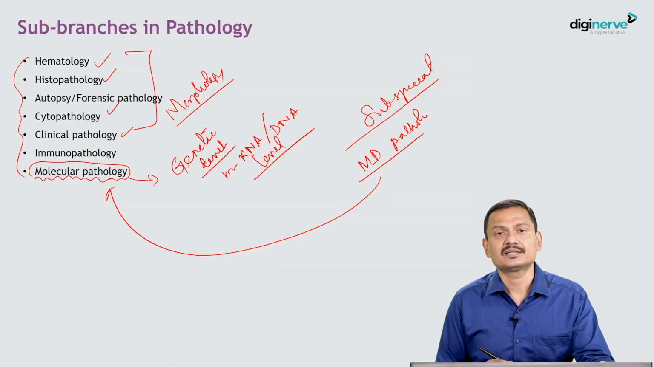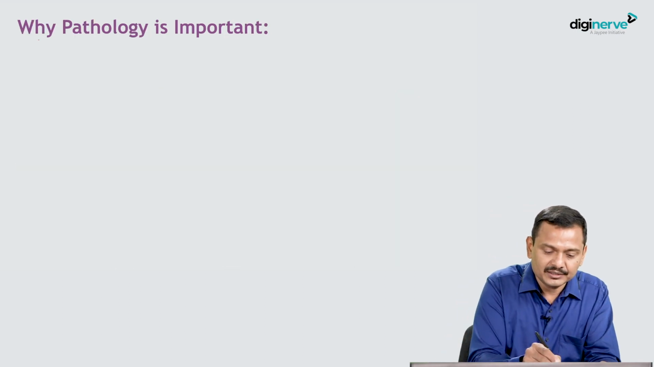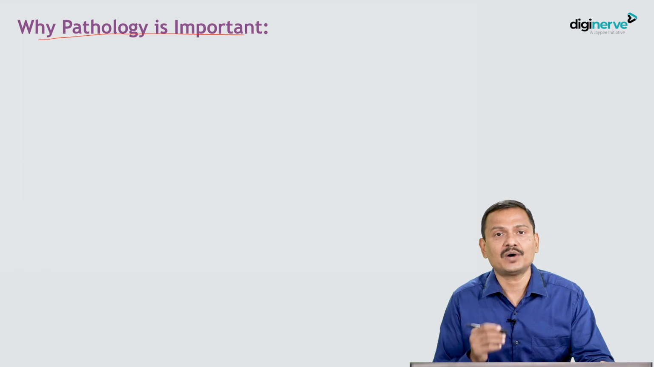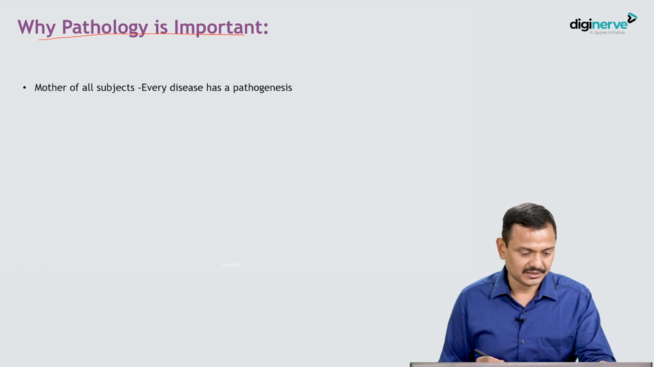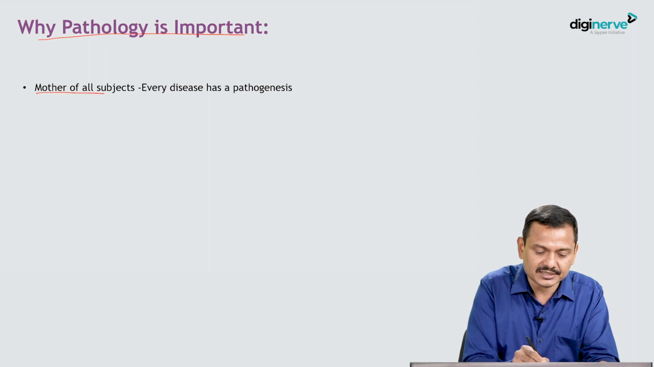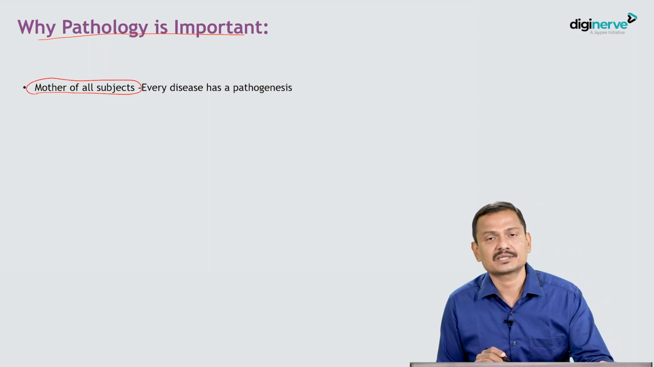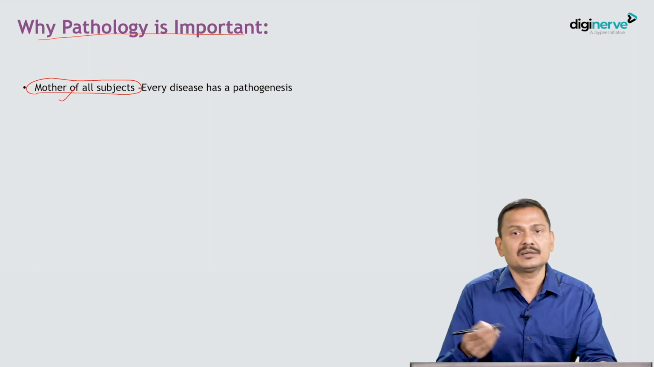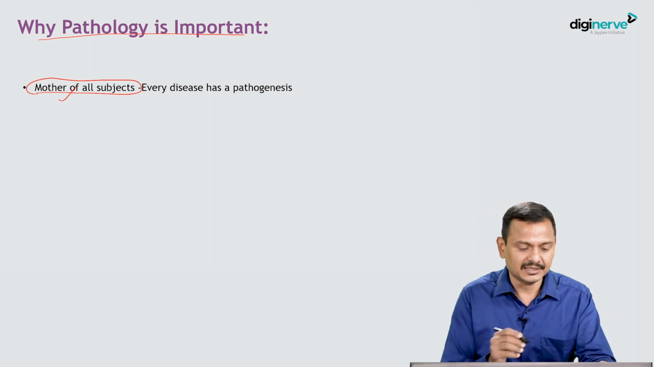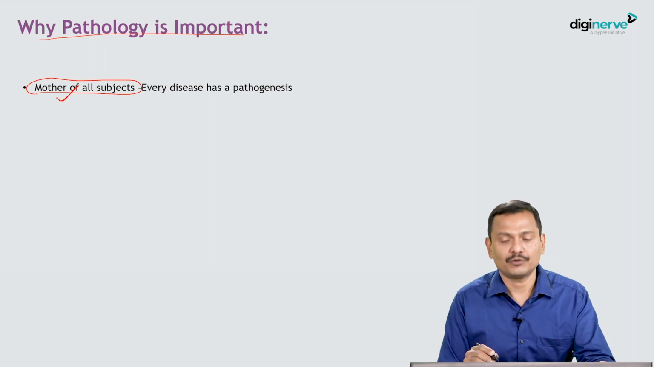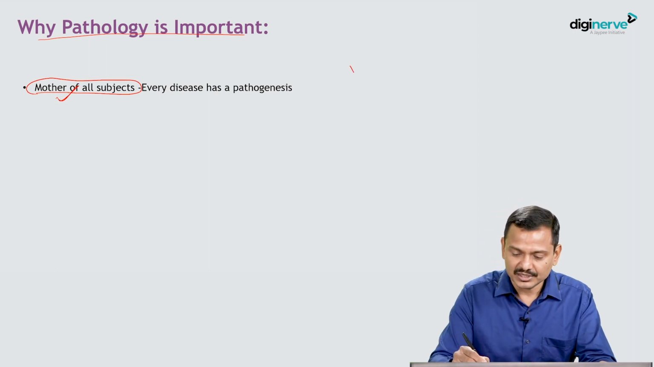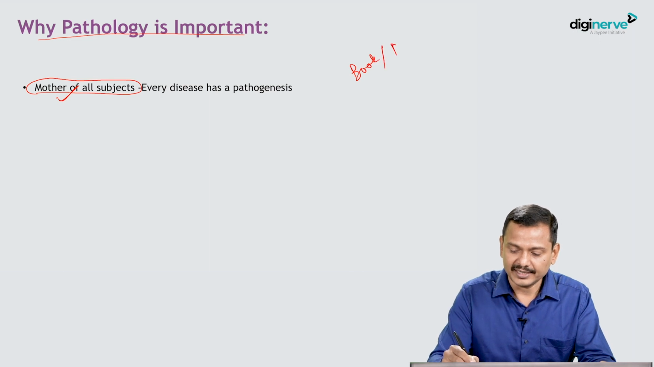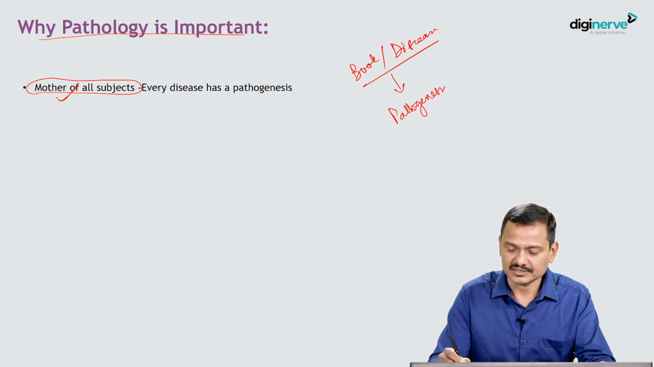Okay, after knowing the sub branches or subspecialties in pathology, we move on to why pathology is important or why we need to know this subject. The first point is pathology is considered as the mother of all subjects. Now most of you will agree with this statement, but some of you may differ with that, but I agree that pathology is the mother of all subjects. And why do we say this? Because if you read any book or any disease, every disease will have a section under it called pathogenesis.